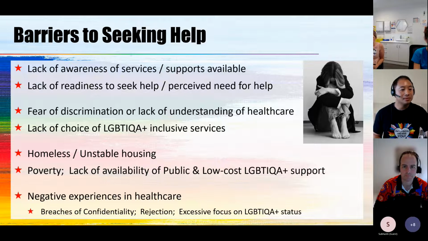Most of us won't. Also, lack of choice sometimes can be another problem. Homelessness, unfortunately, is higher, as well as unstable housing. The risk of that is also higher in people who identify as being gender diverse. Poverty, lack of availability of public housing, and lack of low cost support can also be barriers. And I mentioned before, negative experiences in healthcare, unfortunately, can be a big barrier for gender diverse persons.